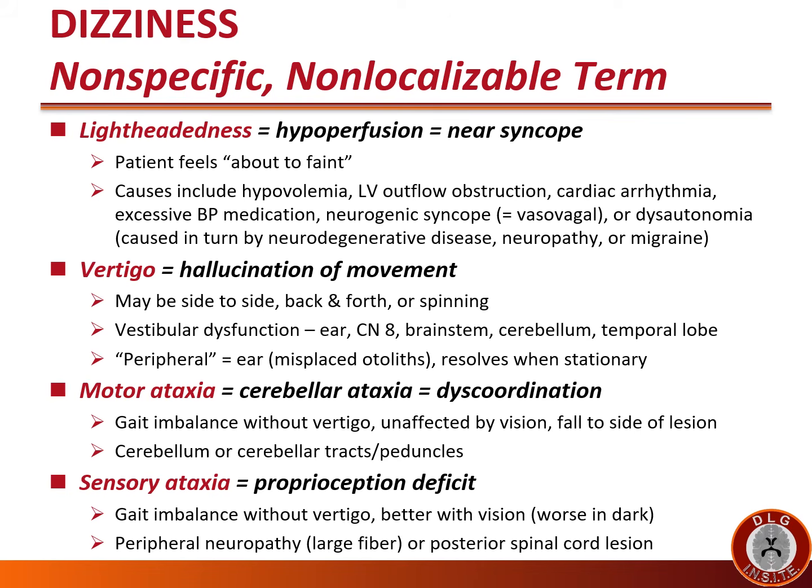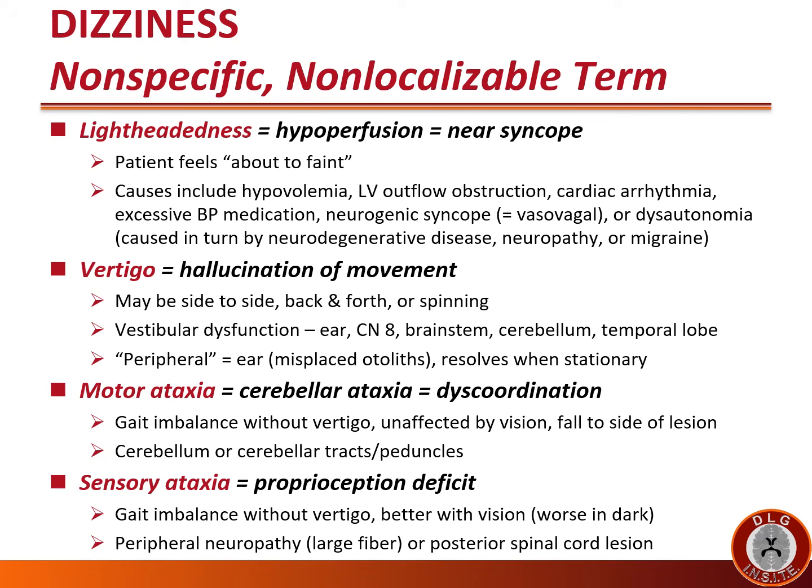Lightheadedness is due to hypoperfusion of the brain. In other words, near syncope. In this case, the patient feels like they're about to faint. Causes are mainly non-neurologic, but there are some neurologic causes. So hypovolemia, left ventricular outflow obstruction, cardiac arrhythmias, excessive blood pressure medication, and neurogenic syncope, known as vasovagal, can do it. Dysautonomia, however, can be due to neurologic disease, either a neurodegenerative disease or a neuropathy or migraine, because migraine can cause transient dysautonomia with syncope or near syncope.